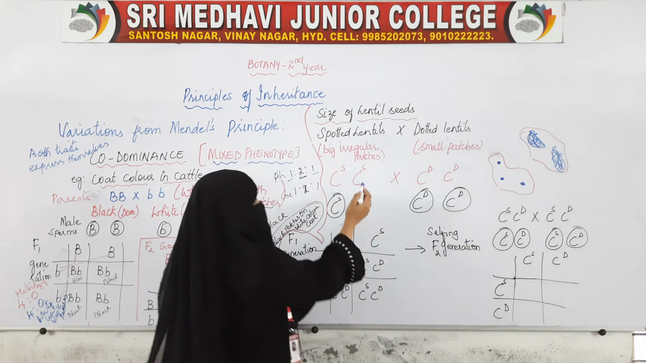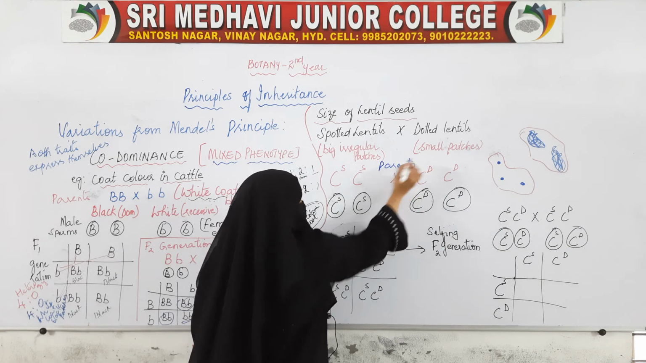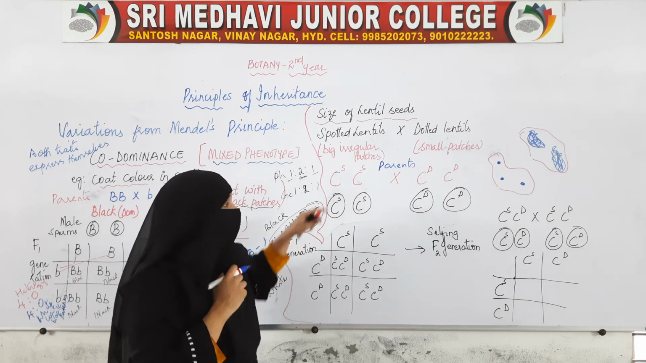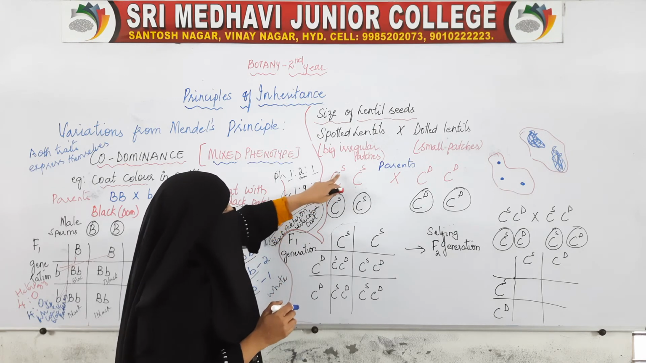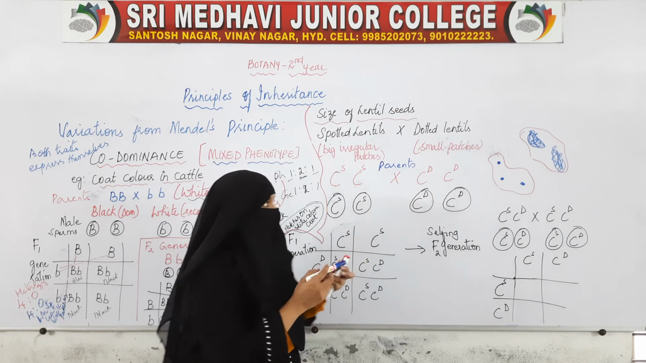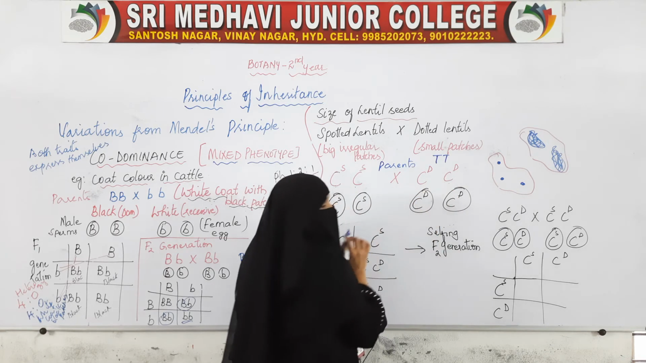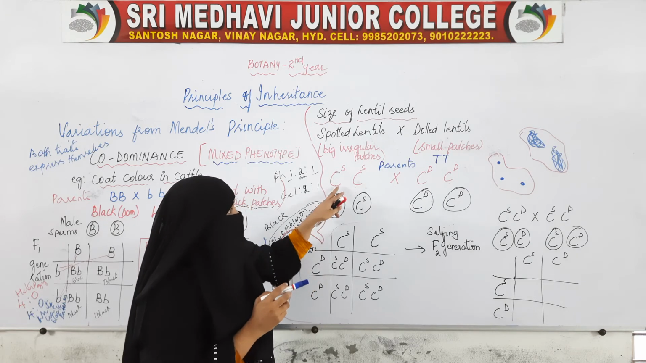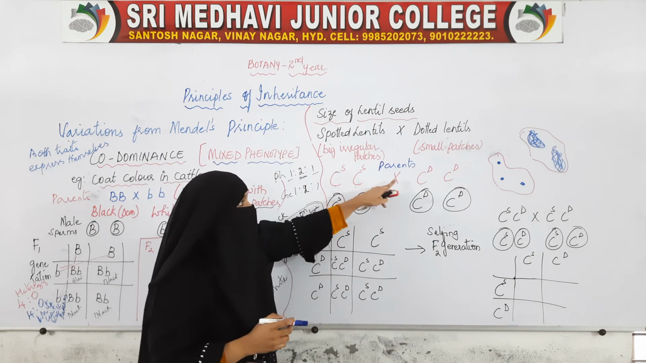Both of them were crossed. These are the parents, a plant with spotted lentils. For each gene we have two alleles. This is one allele, this is one allele, homozygous alleles, that is spotted lentils. Then this is the plant with dotted lentils. We have seen that we use TT for height. So here also CS and CD, because each gene will have two alleles. Spotted lentils and dotted lentils were crossed.